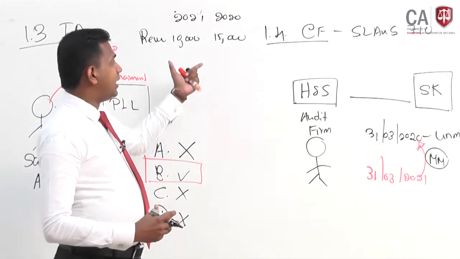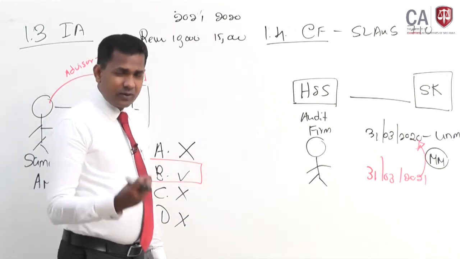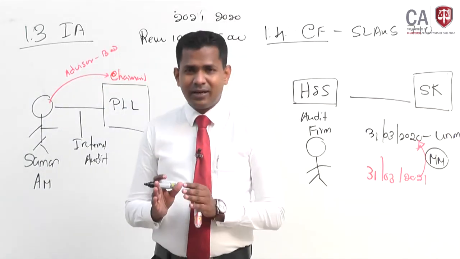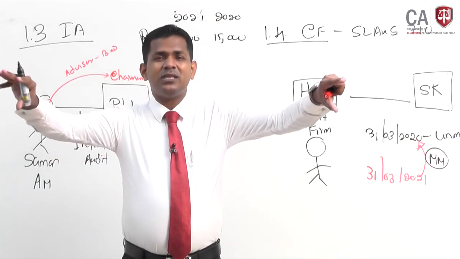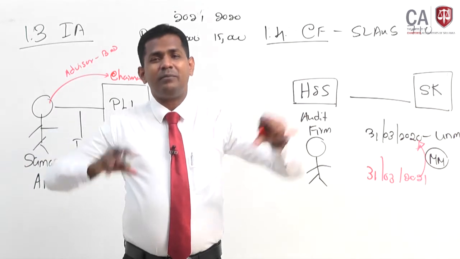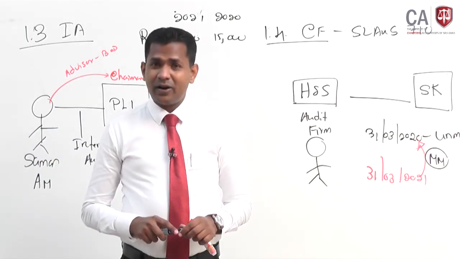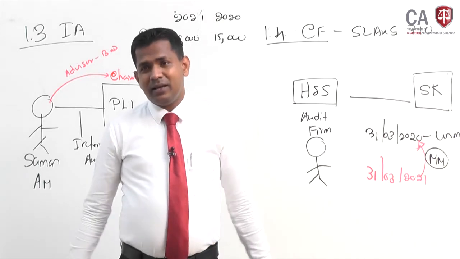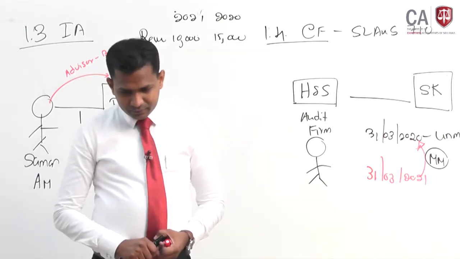This is what we call in auditing standards corresponding figures. If you can remember the standard, SLAuS 710, we are talking about the comparative information. Comparative information is divided into two: corresponding figures and the comparative financial statements. That standard, I hope you can remember, is available under the audit reporting section.